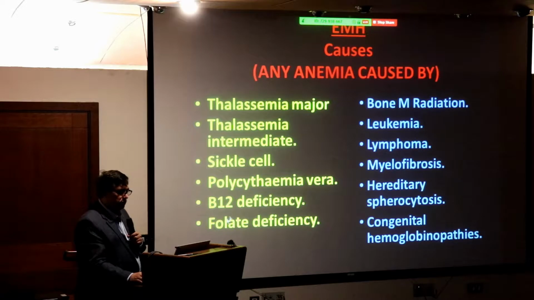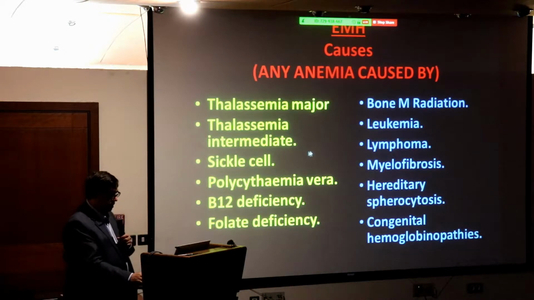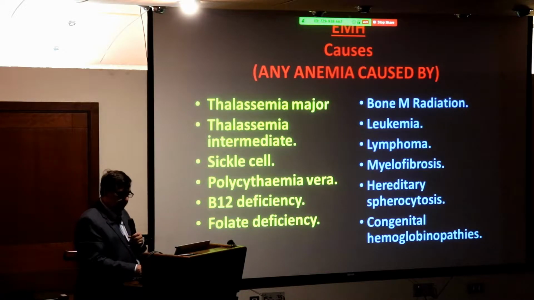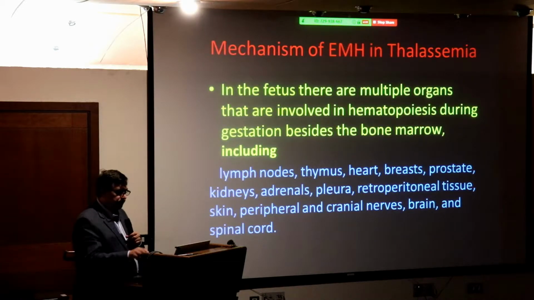So the causes of extramedullary hematopoiesis are any anemia, caused by thalassemia major, thalassemia intermediate, sickle cell, polycythemia rubra vera, B12 deficiency, folate deficiency, radiation of the bone marrow, leukemia and lymphoma because they disrupt the bone marrow, myelofibrosis, and hereditary spherocytosis or congenital hemoglobinopathies. Any of these will demand good production of blood products, and these cannot be met by the bone marrow, so you look for other areas.